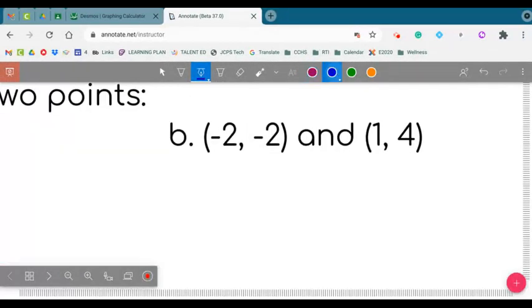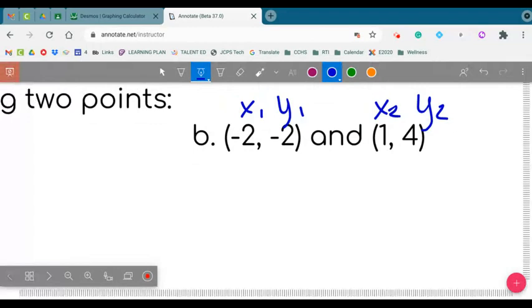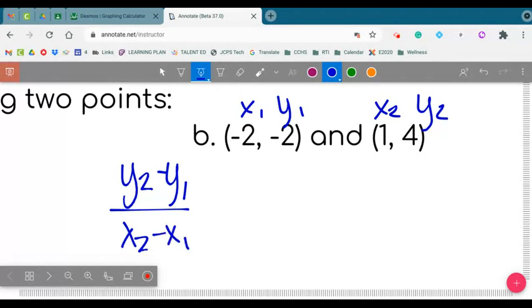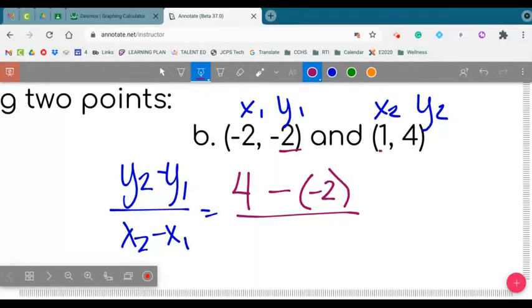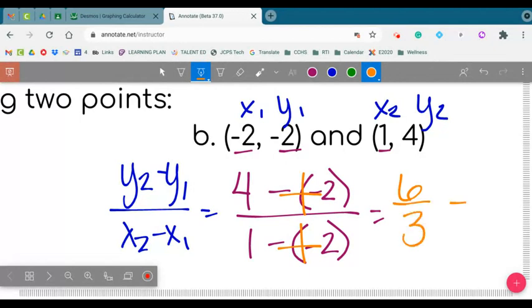Now this one, I'm going to label. I have x1, y1, x2, y2. So if I use my equation, y2 minus y1 over x2 minus x1, I'm going to do my y2, which is 4, minus my y1, which is negative 2, over my x2, which is 1, minus my x1, which is negative 2. So if you have two negatives, that becomes a positive. So I'm going to have 6 over 3, which equals 2.